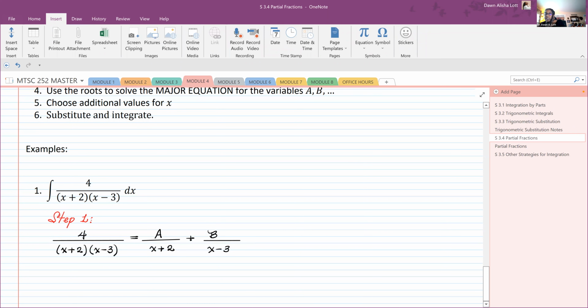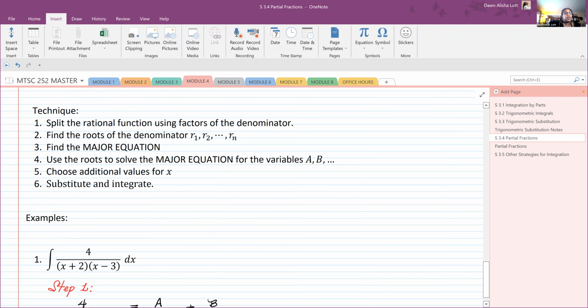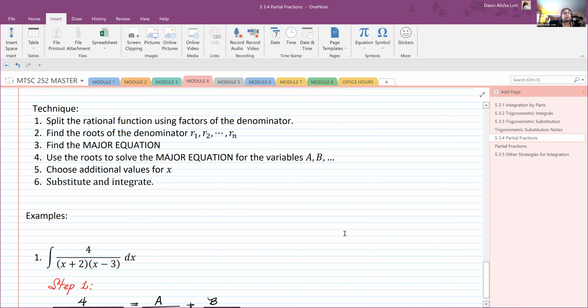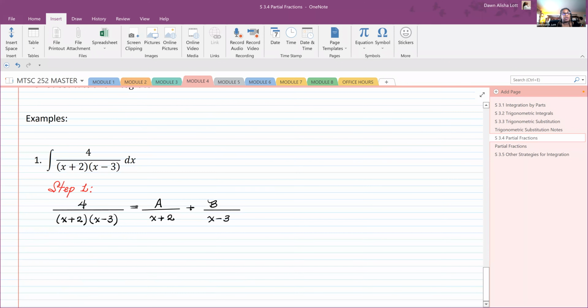So step one says split what we have into rational functions. Split the rational function using factors of the denominator. So we split it. Notice how it was split into A over x plus 2 plus B over x minus 3. Second step, find the roots of the denominator. So that's easy.